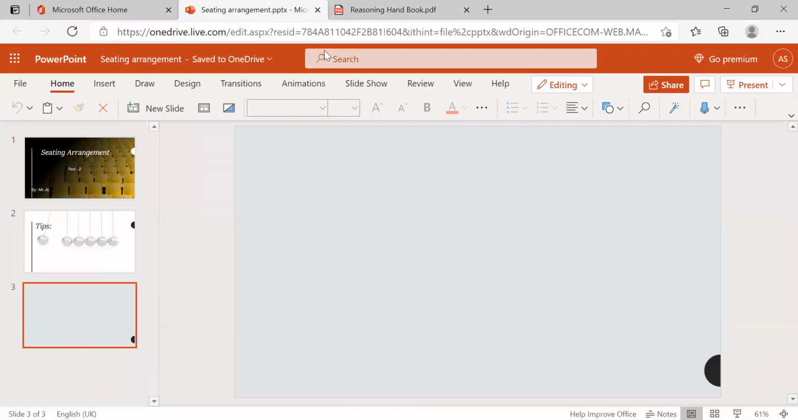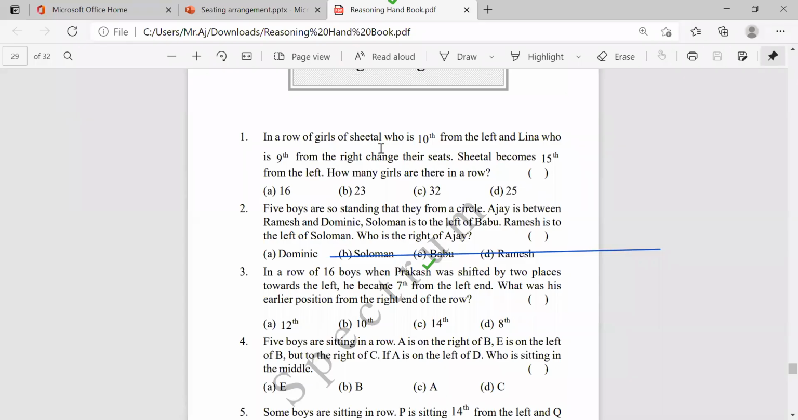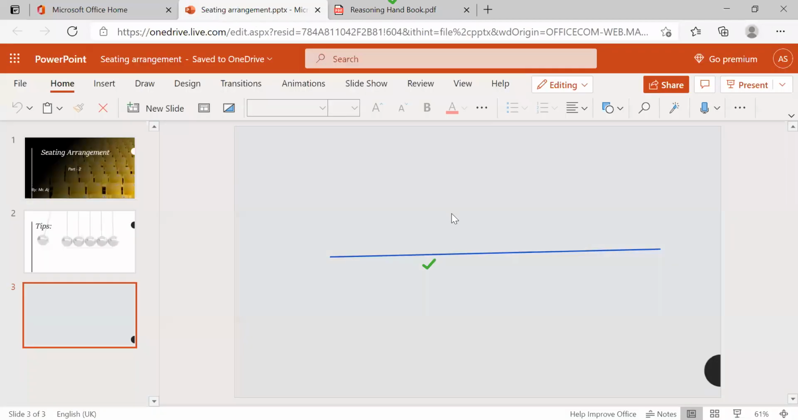Now, think this will be the row, and what they're saying here, Sheetal sits here. Sheetal sitting here, and another girl. Sheetal is 10th from the left side. Lena is 9th from the right side. Okay. See, which is the left here? Which one is the left? This will be the left and this will be the right.